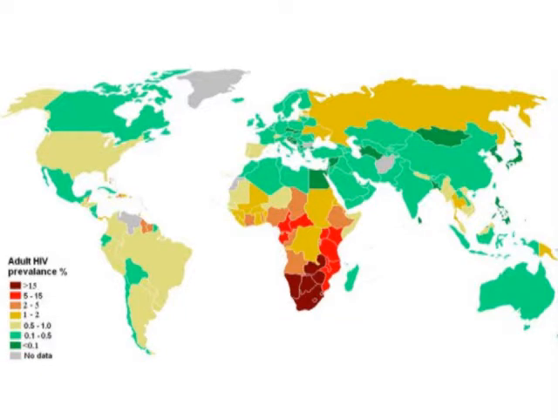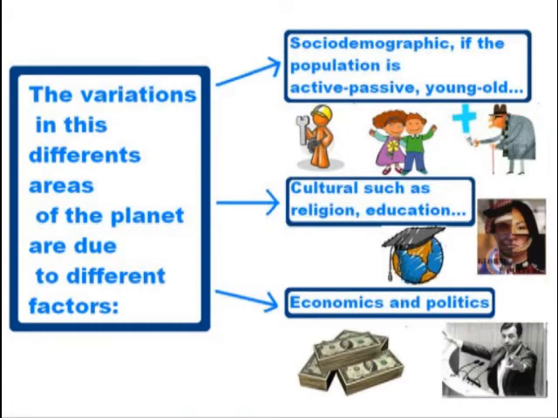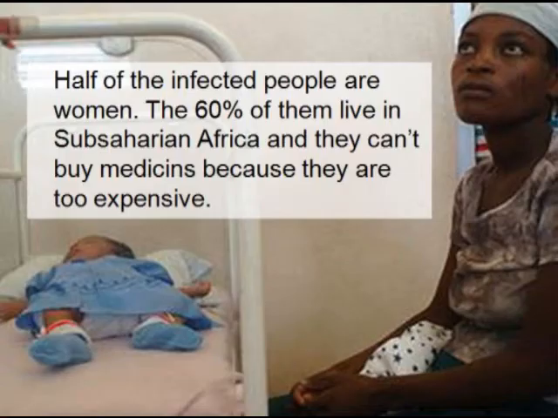This is a global map. As we can see, as I said before, most of the people are in Africa and Asia. The variations in these different areas of the planet are due to different factors: socio-demographic, whether the population is active, passive, young, old; cultural, such as religion or education; and economic and political. Half of the infected people are women. 60% of them live in sub-Saharan Africa, and they can't buy medicines because they are too expensive for them.